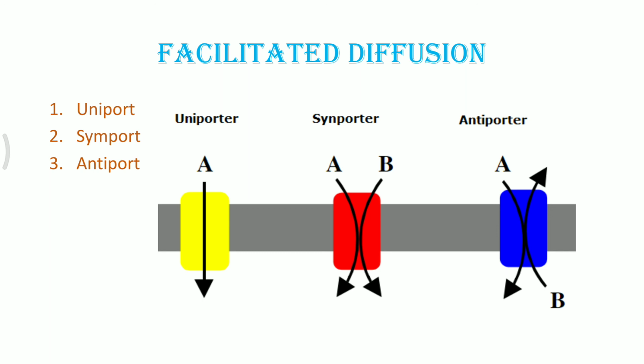Uniport can be seen in case of aquaporins. At times we can see that the aquaporins only allow the movement of molecules inside the cell. So that is an example of facilitated diffusion or uniport.